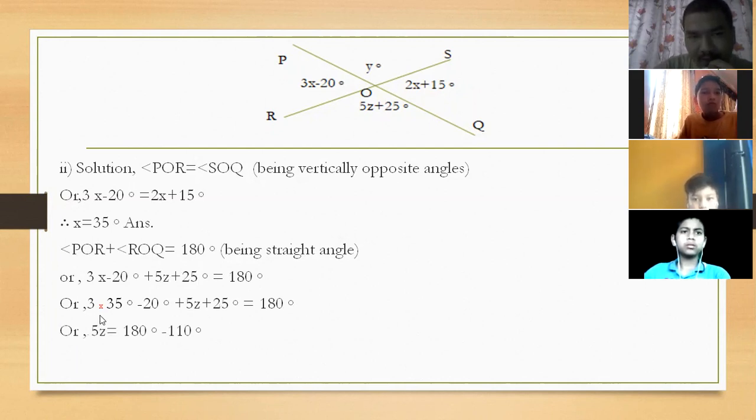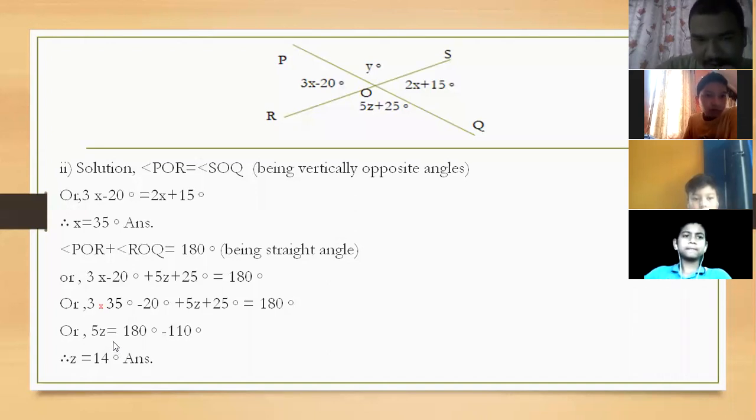Then look here, this will be 35 into 3. What will it be? 105. 105 and 25 we have to add. It will be 130. 130 minus 20 will be 110. Then 110 goes to the other side, and will be minus. Then z equals 14 degrees. It will be 70 over 5. When you do the subtraction, you will get 70. 70 divided by 5 gives 14 degrees, because 14 fives are 70.